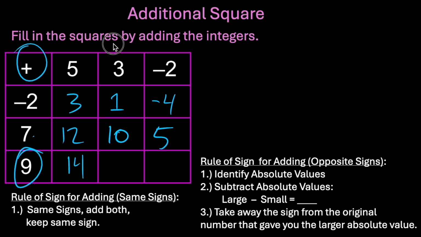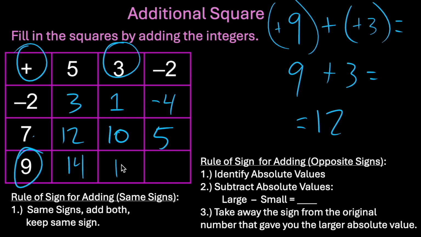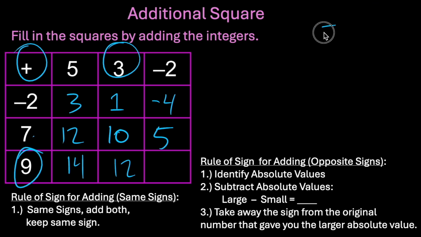Nine plus 3. So 9, or positive 9, plus positive 3. Either way, we can just write it like this. Same thing. Again, both numbers have the same sign, so all we have to do is add them and keep the same sign. So 9 plus 3 is 9, 10, 11, 12. So the answer is 12. That is the answer. Okay, the last problem for the last row.